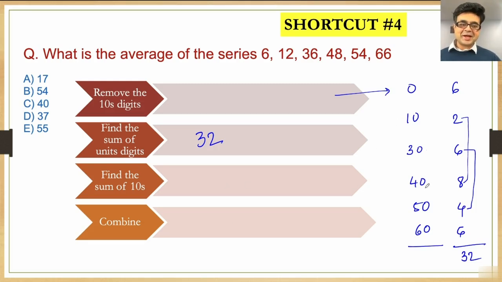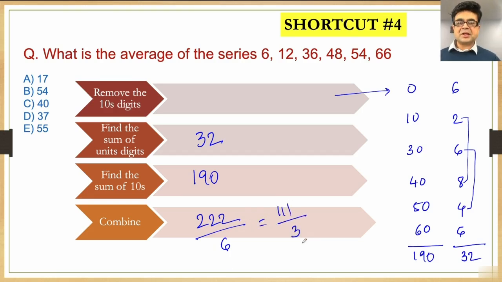40 plus 40 is 80. 130 and 60, so 190. And when you add 190 and 32, you get 222. You can divide it by 6, and while dividing it by 6, you can either divide it by 6 directly or divide it by 2 first. So that will be 111 by 3, and that will give you 37 also, a very quick method to actually find the sum and the average.